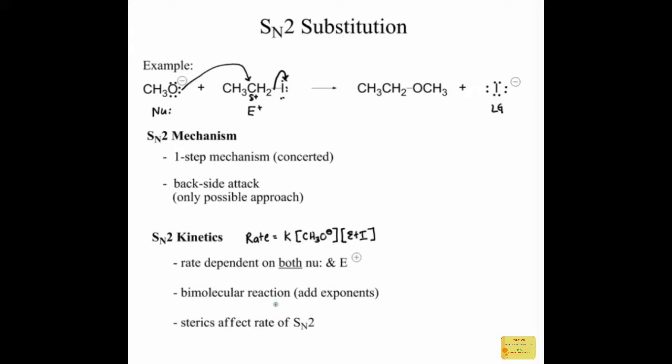That's why this reaction is described as a bimolecular reaction. You add up the exponents. Each of these are to the first power. So it is a bimolecular reaction, and that's where the SN2 comes from. That's what the 2 represents in the name, is that it's the bimolecular reaction that has both the nucleophile and the electrophile coming together in the one step of the reaction. Now we'll find that sterics play a big role in the rate of the SN2, so let's see some examples of that.